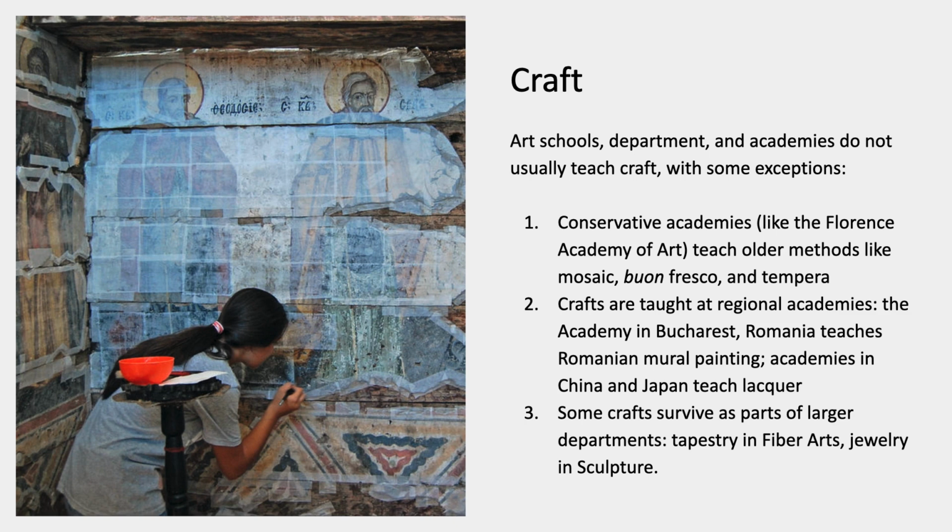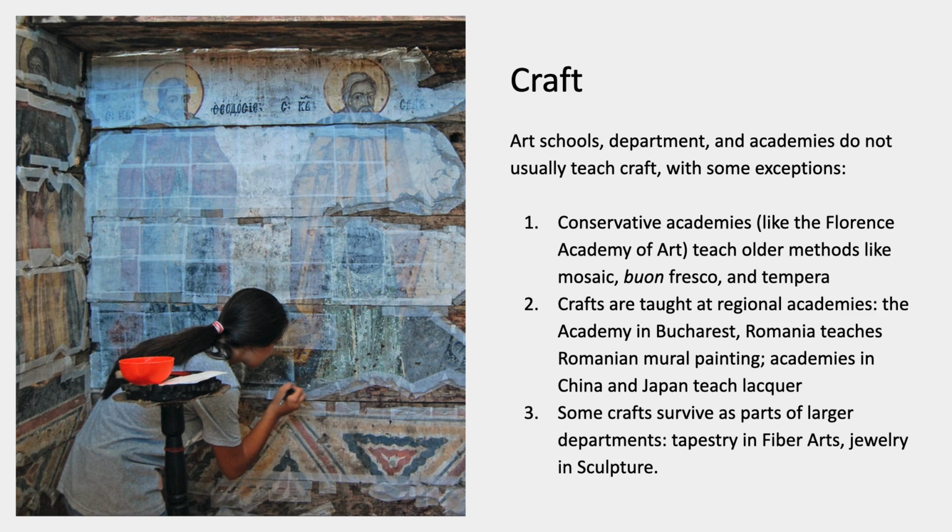For example, the Academy of Art in Bucharest in Romania is a place you can go to learn how to restore Romanian church mural painting, something that you wouldn't be able to learn anywhere else in the world. Academies in China and Japan teach lacquer, which is something you cannot get good instruction on in the United States, but it's very common in that part of the world.